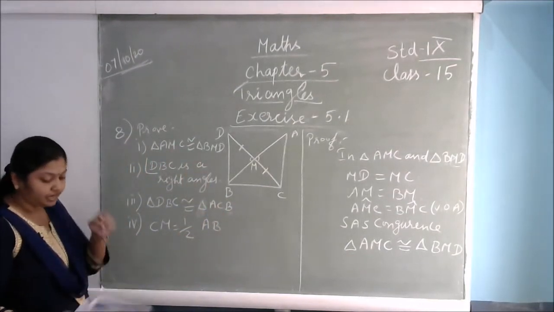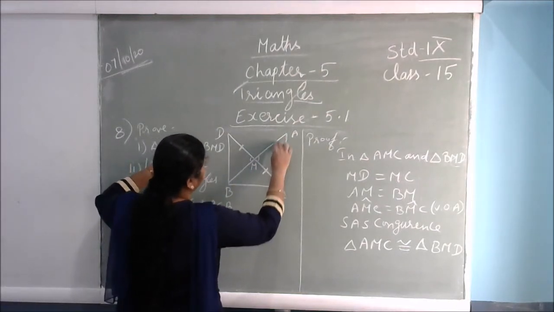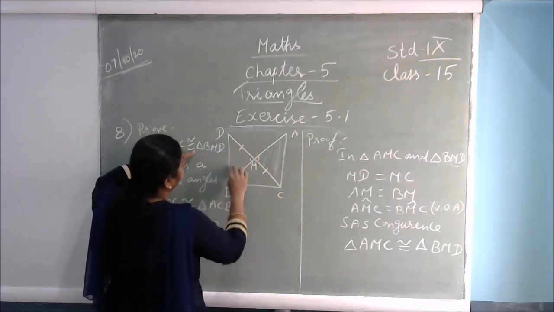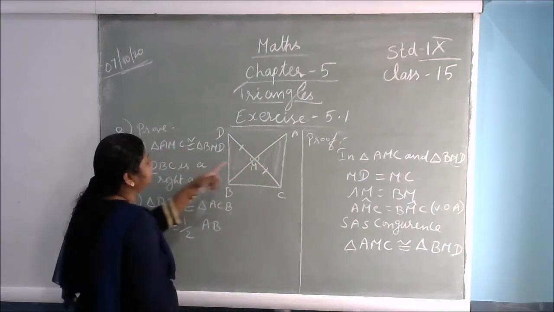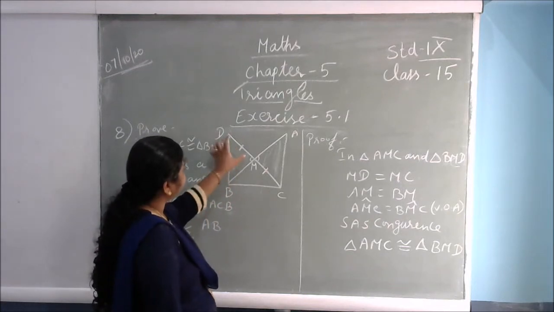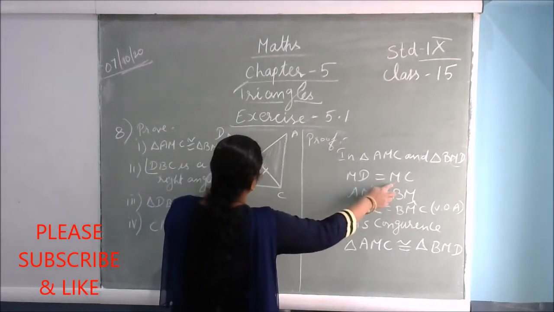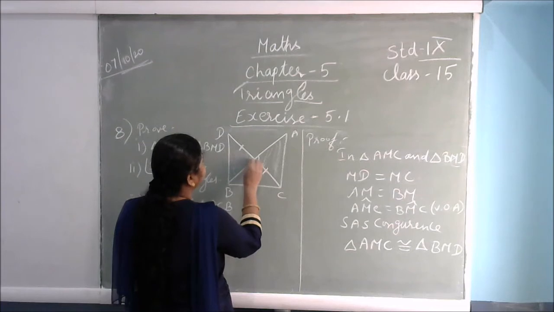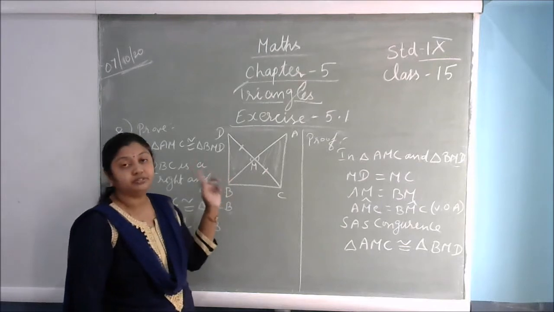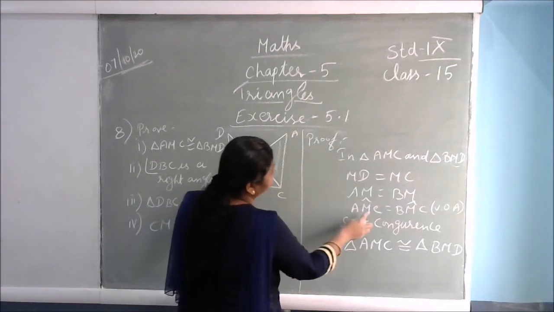First, what you have to prove is that triangle AMC is congruent to triangle BDM. So you have to prove these two triangles are congruent. For congruence, first this side and this side are equal, already they have given. So MD is equal to MC. Next, these two angles are vertically opposite angles. Vertically opposite angles are always equal. So this angle is equal to this angle. That we proved here.